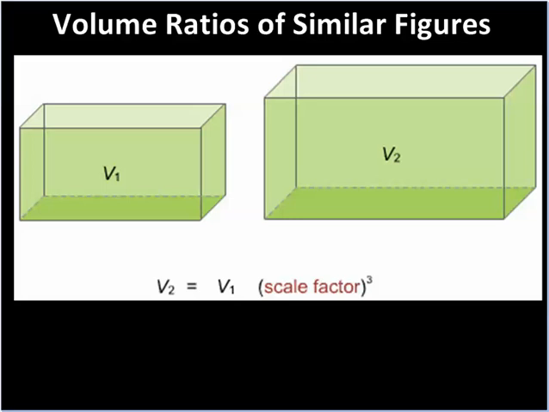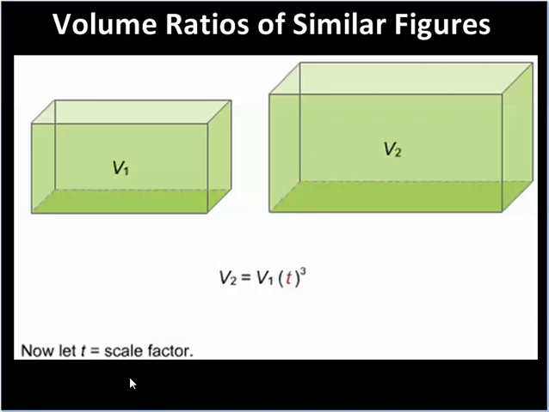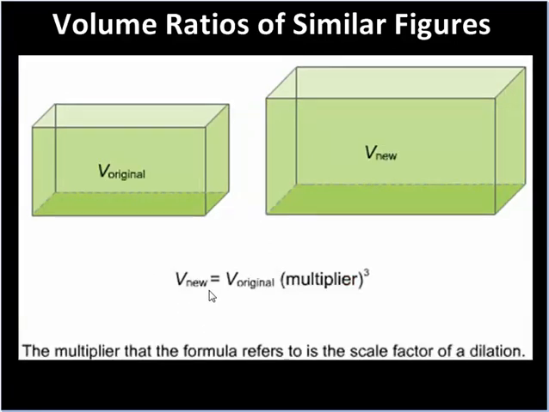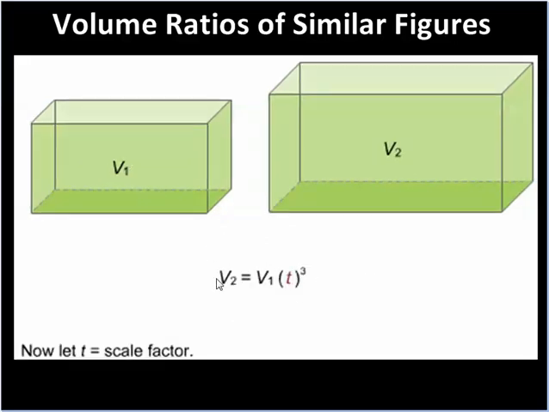Now we're going to let T replace the words scale factor, because we're just going to call the scale factor T. Look how we have shortened up this formula, because we went from V new equals V original times the multiplier cubed, to this.